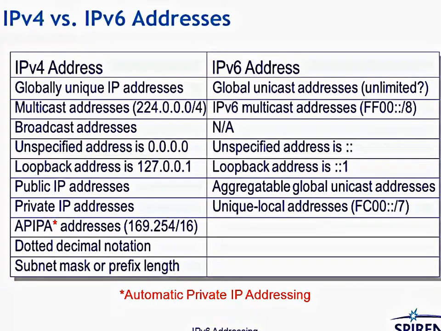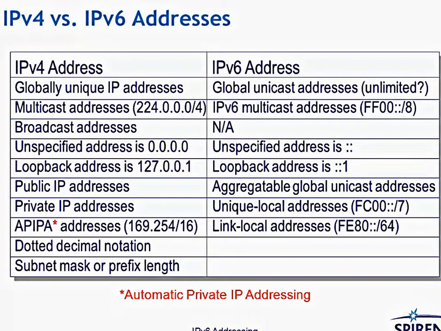Private IP addresses, so similar to the 192.168, for instance, as defined in RFC 1918 with IPv4, are added as a unique local address space, or FC00::/7 with IPv6. Again, these used to be referred to as site local addresses, but that has since been deprecated.